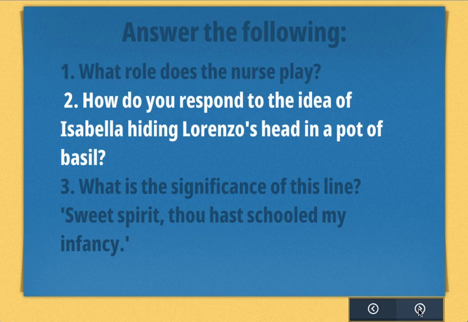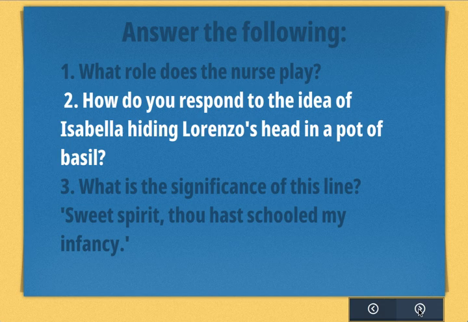Your second question is, how do you respond to the idea of Isabella being presented as hiding Lorenzo's head in the pot of basil? What does that make you think? I asked you to think about that in terms of what Keats was saying about his own work last week. So jot down your thoughts on that one.